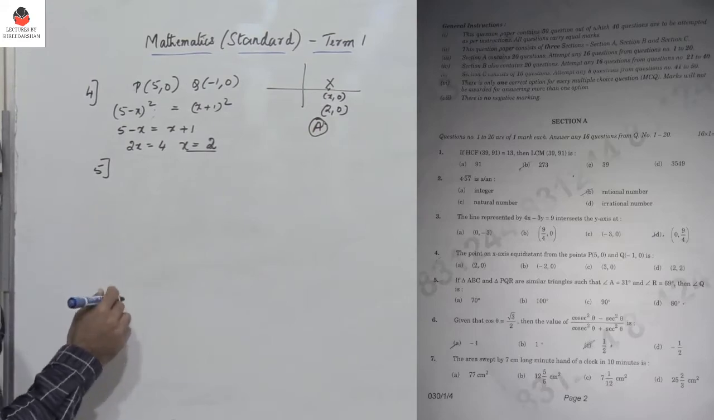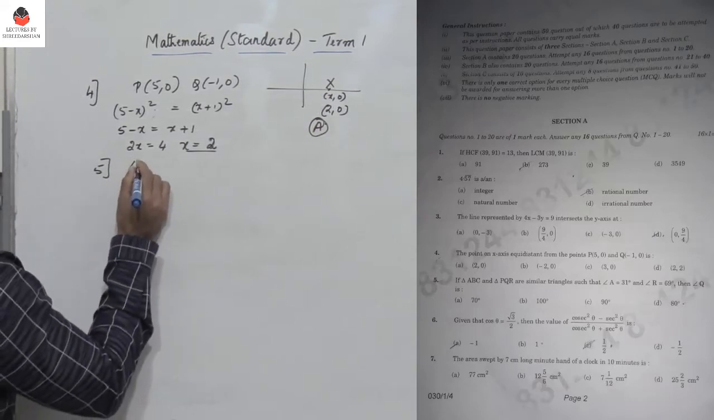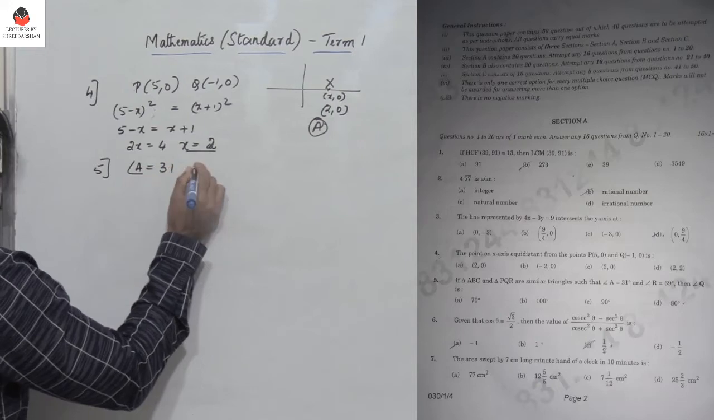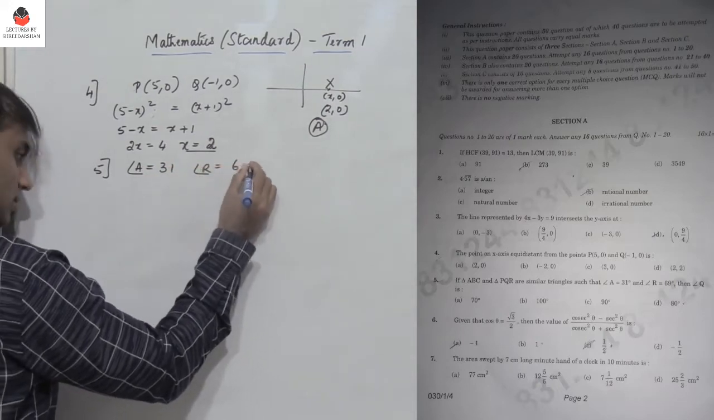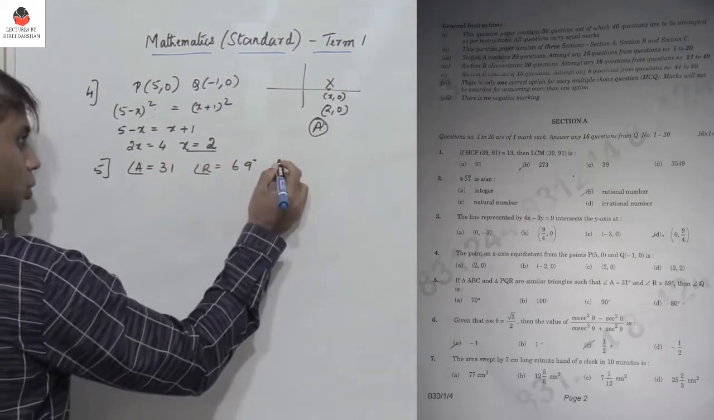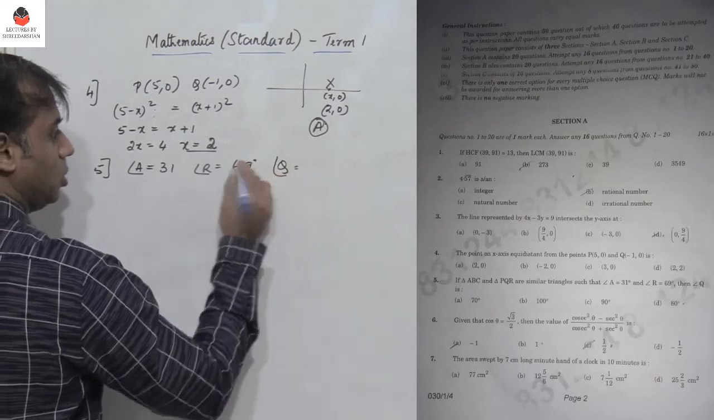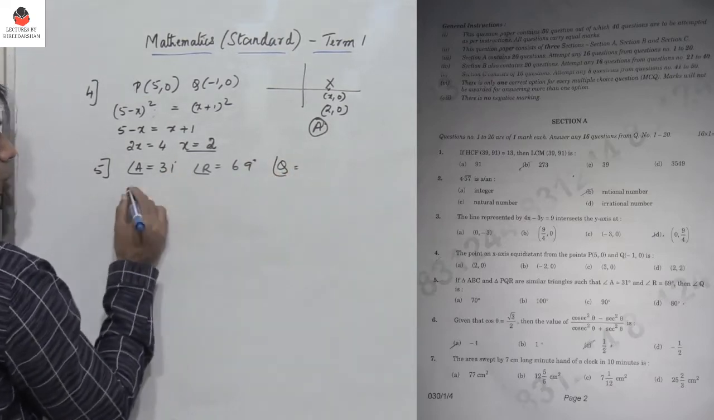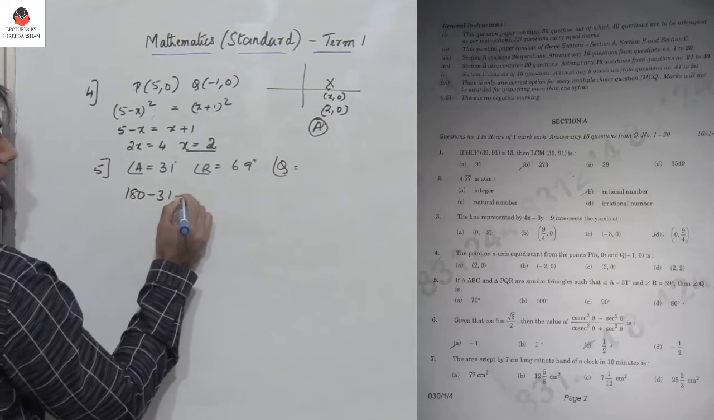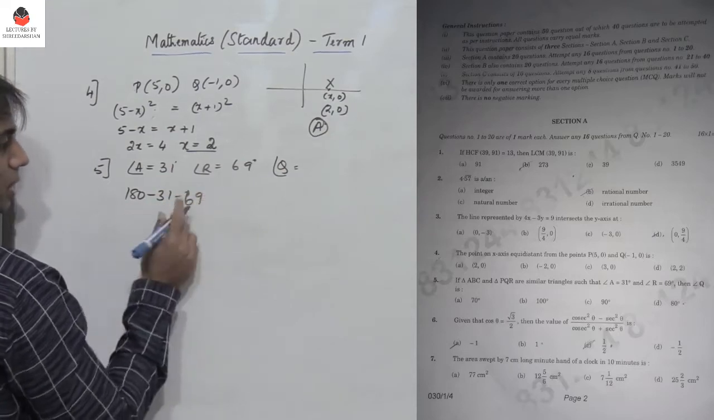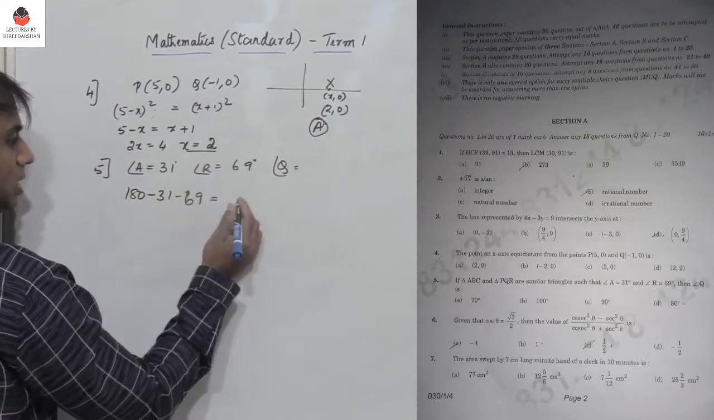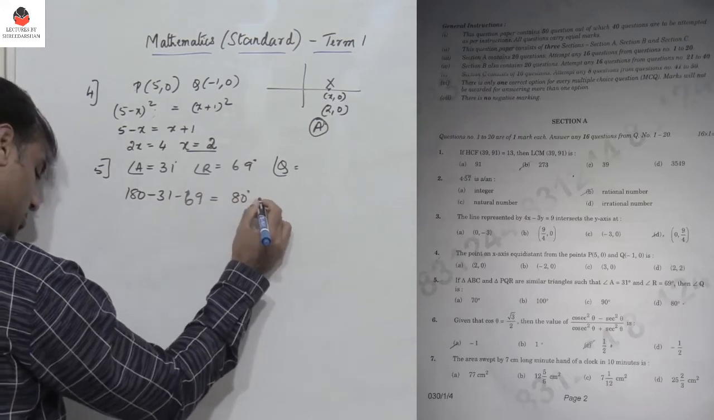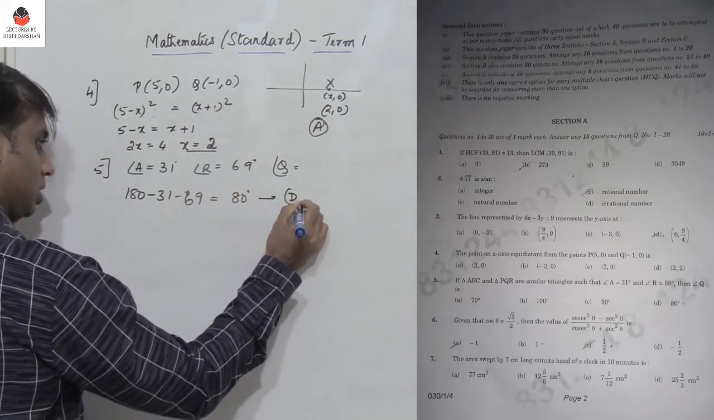5. ABC and PQR are similar. So angle A is 31, angle R is 69, and what is angle Q? Angle Q is nothing but 180 minus 31 minus 69. So this is 180 minus 100, which is 80 degrees. So you get the option as D.